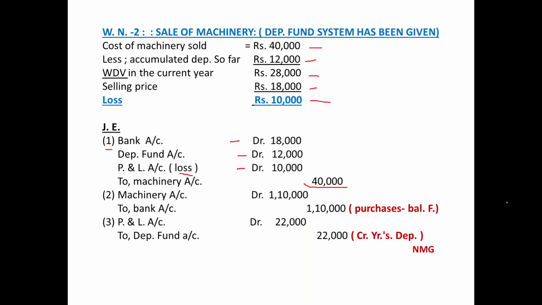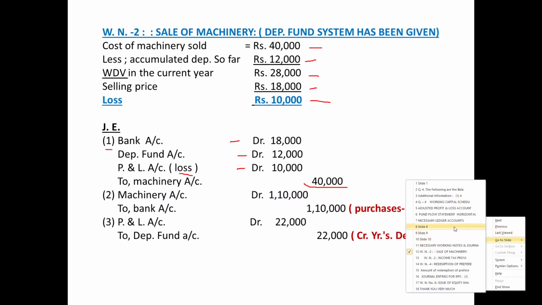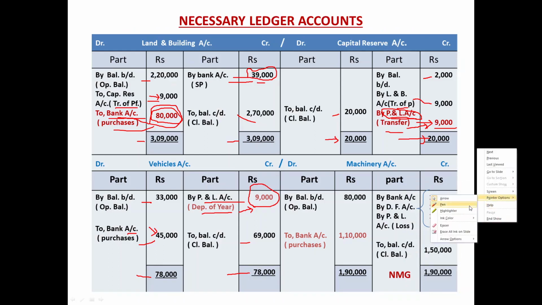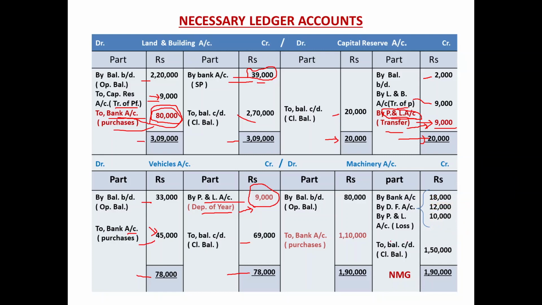Let us record this journal entry in the concerned ledger accounts of machinery and depreciation fund account and find out the balancing figure from these two ledger accounts. Have a look. Machinery account. Opening balance 80,000. Closing balance 1,50,000.